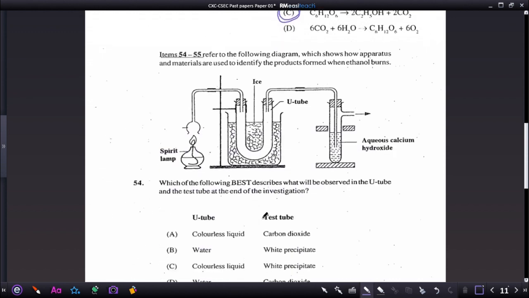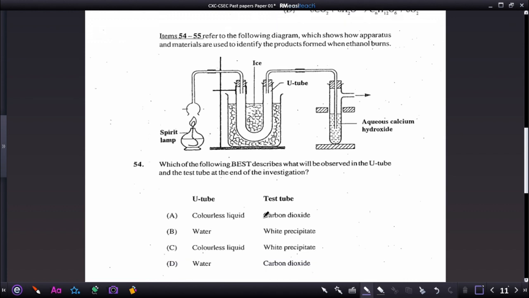Items 54 to 55 refer to the following diagram, which shows how apparatus and materials are used to identify the products formed when ethanol burns. When ethanol burns in oxygen, it produces carbon dioxide and water. Alright, so those are the products that we're looking for. Now 54, it says, which of the following best describes what will be observed in the U-tube and the test tube at the end of the investigation?